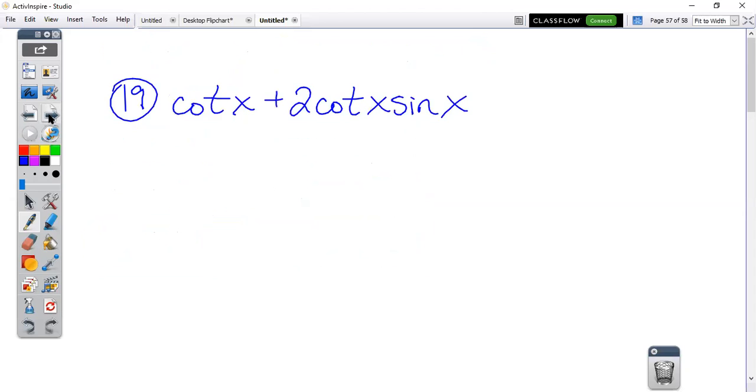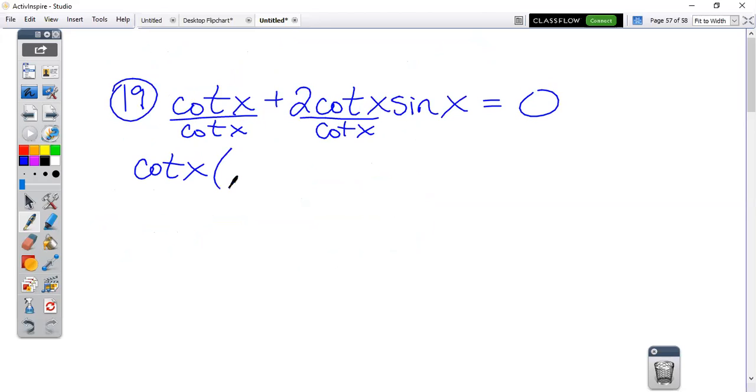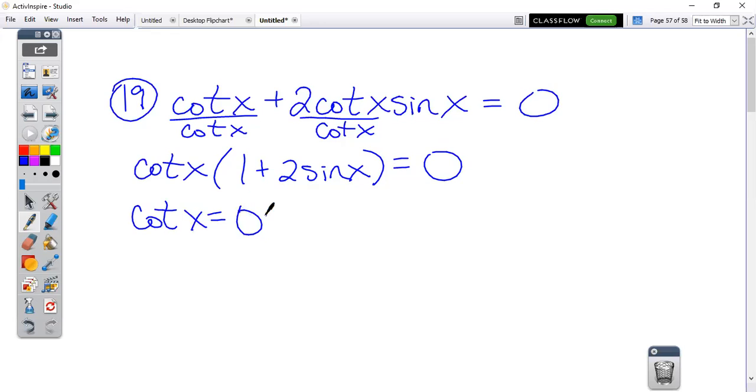All right, stay with me real quick. We'll talk about her house later. 19. Same process. Oops. I forgot the equal 0 part. Sorry. What can we take out of this one? Cotangent x. When I take that out, that will be 1 plus 2 sine x. So cotangent x equals 0, and 2 sine of x will equal -1.